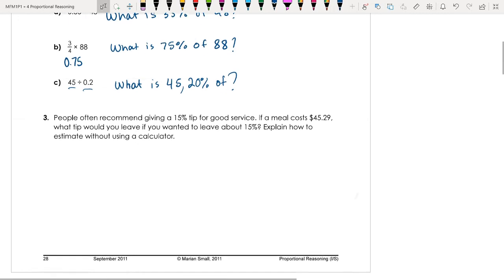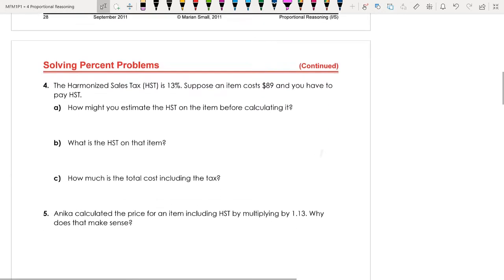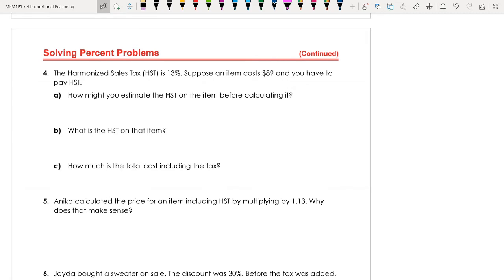Alright, so in the homework I let you know that you could skip over number 3, but we had to do number 4. Number 4 says the harmonized sales tax is 13% on an item that costs $89, and you have to pay HST. How might you estimate the HST on the item before calculating it? So the way you could estimate 13% is to think of it as 15%. And when we do that, we're going to round this also to the nearest 10. So we have $90.